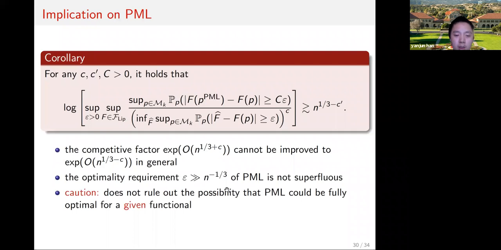And finally, we also need to be cautious in interpreting this result. Specifically, although this result rules out the possibility that PML could be fully optimal for all functionals, it does not rule out the possibility that PML could be fully optimal for some given functional. So basically, if I have a given functional, then PML could still be fully optimal. And that is a very interesting future question. To argue that, one essentially needs to get rid of the previous competitive analysis type of argument, because we have already shown that the general analysis could not be improved in that scenario. So that question will be very interesting.